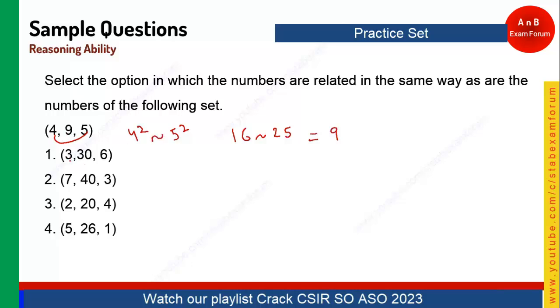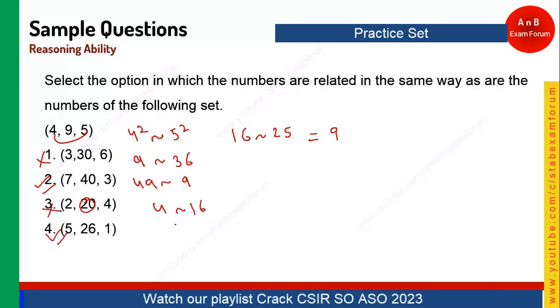Let's see the question. 3 square is 9 and 6 square is 36. 36 minus 9, no, this is not the correct answer. So 7 square is 49 minus 9, yes, this is the correct answer. Let's see the other options. 4 and 16, no, it's not 20, it's addition. So this is again wrong.